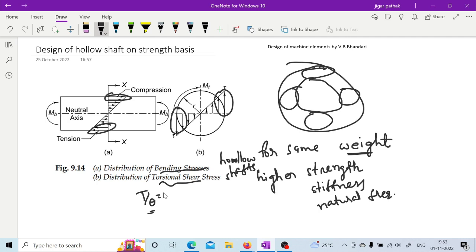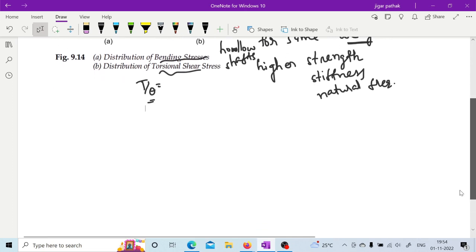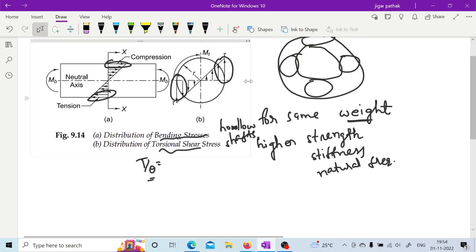Okay sir. Right. So some of the disadvantages are also there for hollow shaft, like it is costlier and it is going to occupy more space, right? So those are some of the disadvantages of this hollow shaft.